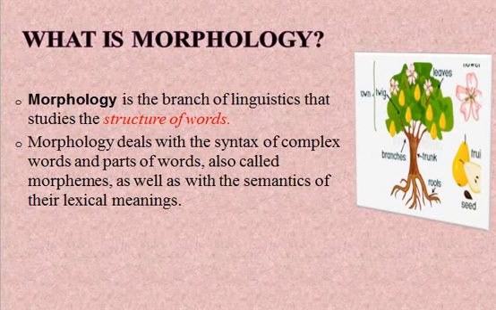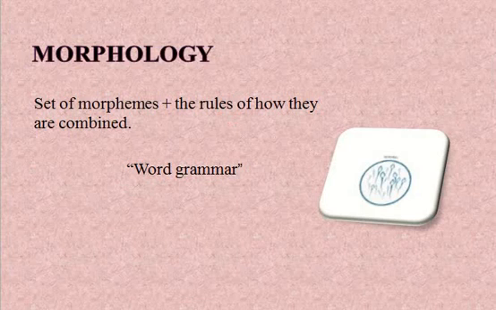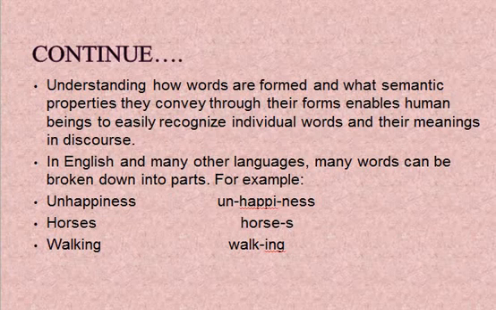What is morphology? Morphology is the branch of linguistics that studies the structure of words. Morphology deals with the syntax of complex words and parts of words, also called morphemes, as well as with the semantics of their lexical meanings. Morphology relates a set of morphemes plus the rules of how they are combined. Here are a lot of examples of morphemes: unhappiness, unhappy and ness; horses, horse and plus s sound; walking, walk and ing.